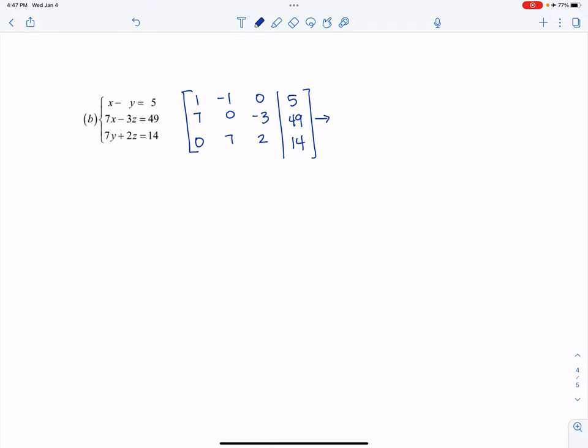So why don't we divide the second and third row by 7? That way we have ones. Leading one coefficients is really nice. 1, -1, 0, 5. And then we'll have 1, 0, -3/7, 7, 0, 1, 2/7, and 2.